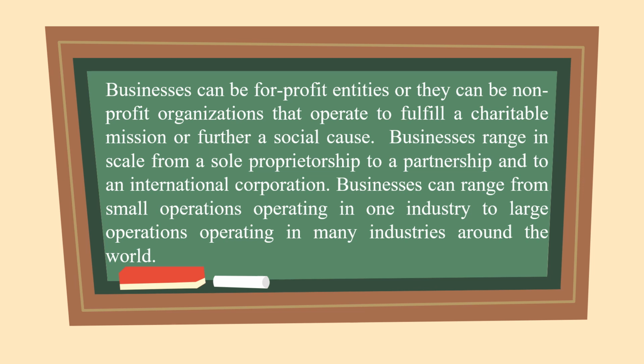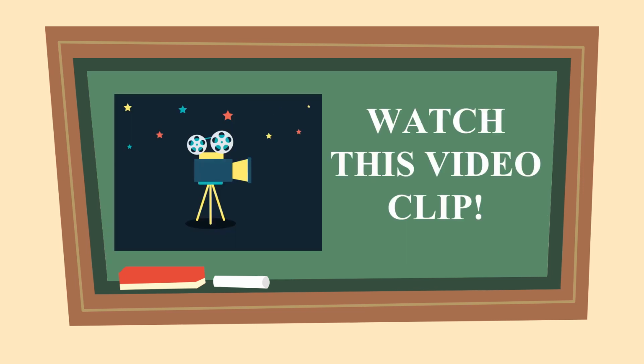Business can be for-profit entities or they can be non-profit organizations that operate to fulfill a charitable mission or further a social cause or issue. Businesses range in scale from a sole proprietorship to a partnership and to an international corporation. Businesses can range from small operations operating in one industry to large operations operating in many industries all over the world. After reviewing about the concept of business, let us now take a look at this video clip.